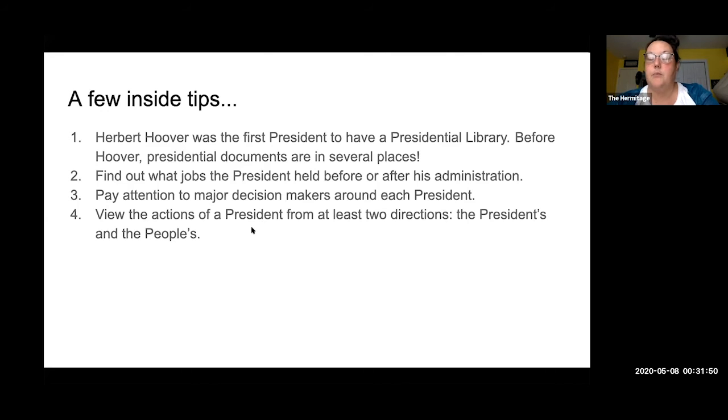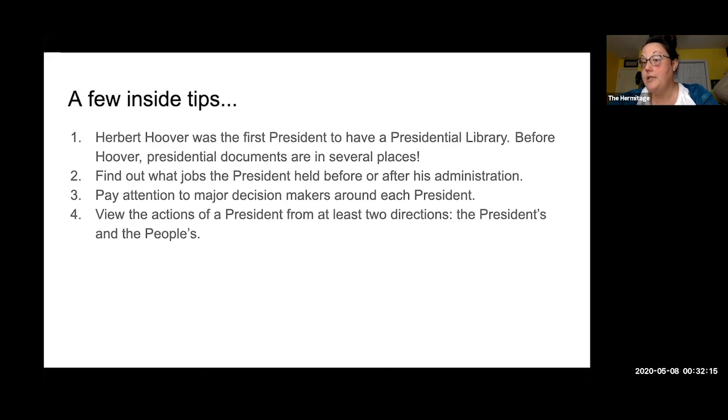Another insider tip, take a look at jobs that the president held before or after his administration. What that's going to help you understand is more insight into the way that particular person views American society, what their contributions to American society should be. Pay attention to who those major decision makers are around each president.